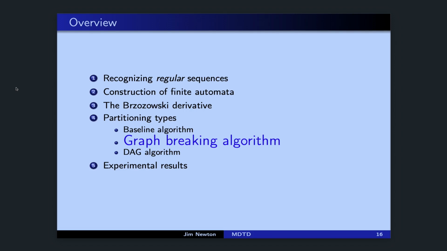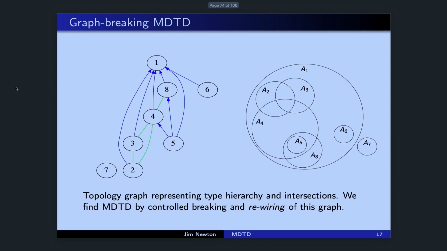The next algorithm is slightly more advanced, and what we do there is we construct a graph which represents all of the subtype and intersection relationships. So the green lines represent the fact, for example, that 2 and 4 have a non-trivial intersection, and then the blue arrows show the subtype relation. So what we want to do with this is break all of the arrows in the graph. If you've broken all the arrows, then all the resulting types are disjoint.